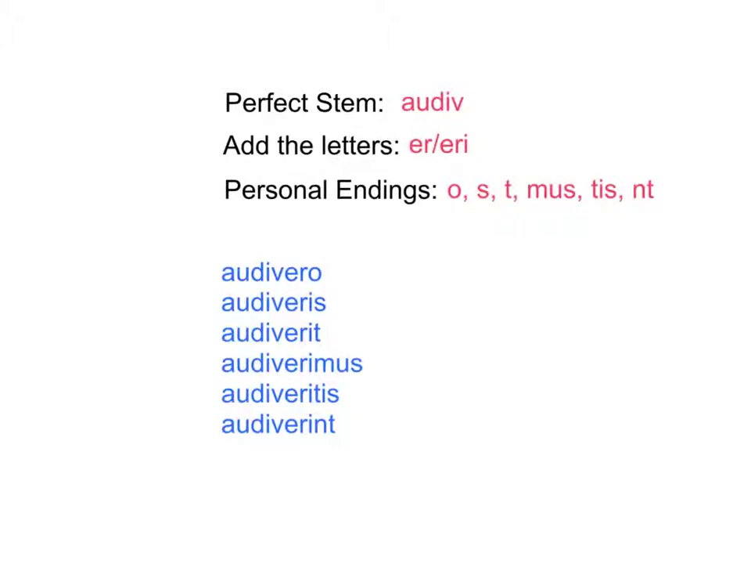Another way you can remember these endings is to think of the future tense of sum. And you can stick that right on the end. So we have audivero, eris, erit, erimus, eritis, but we run into a problem here because we would normally think erunt. But instead we have erint. So that's a part where you can't use the future tense of sum. But everywhere else you can do it. Ero, eris, erit, erimus, eritis, erint.